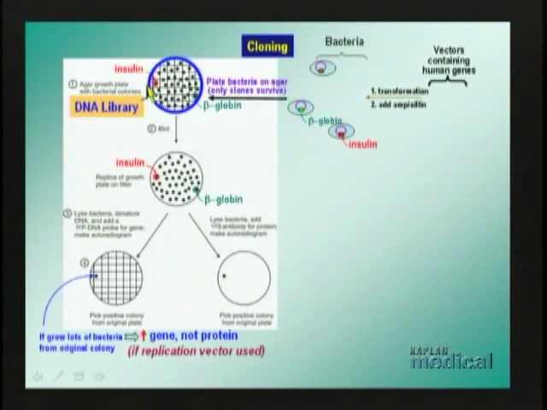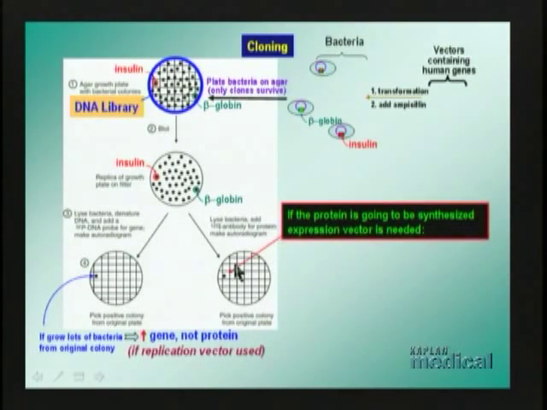Then you go back to the agar dish. You take a little bit of that colony and grow it up. And now that E. coli is making large amounts of the insulin protein. Again, this is all being done by the grid network. But the most important feature is, what kind of vector is being used in order to generate insulin protein? It has to be an expression vector, not a replication vector.